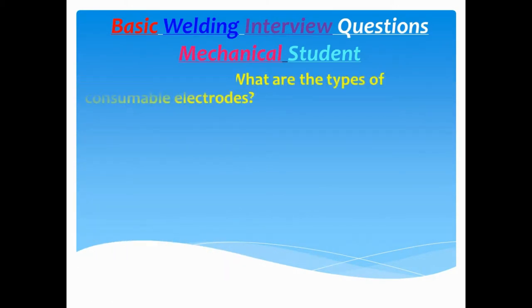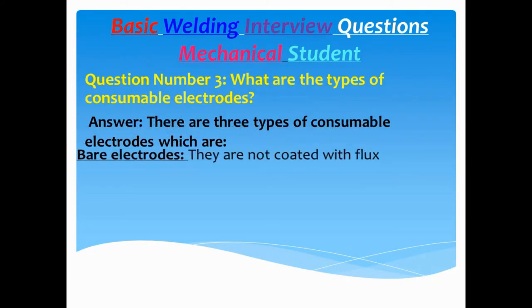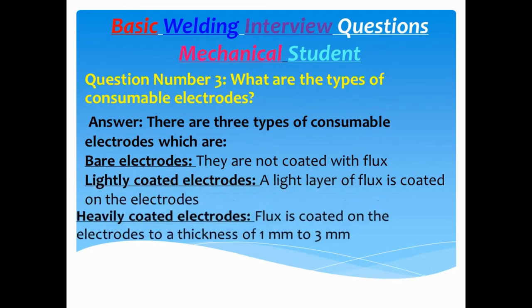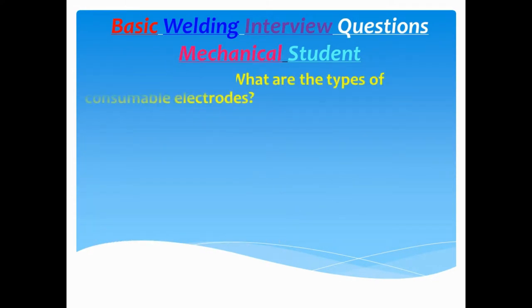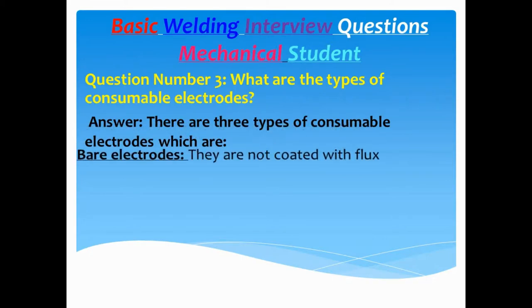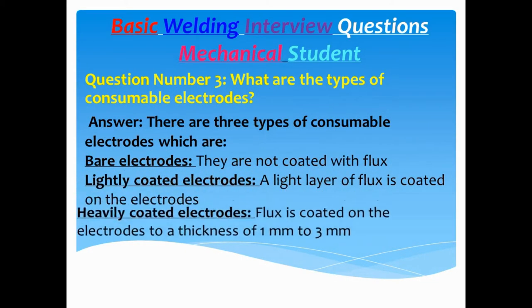Question number 3. What are the types of consumable electrodes? Answer. There are three types of consumable electrodes, which are bare electrodes, which are not coated with flux, lightly coated electrodes, where a light layer of flux is coated on the electrodes, and heavily coated electrodes, where flux is coated on the electrodes to a thickness of 1 mm to 3 mm.